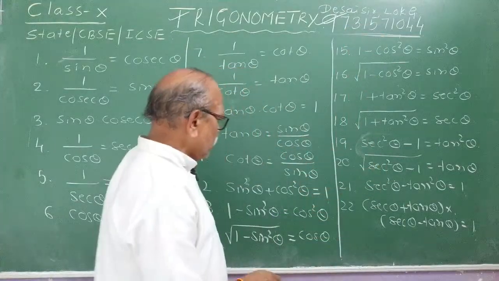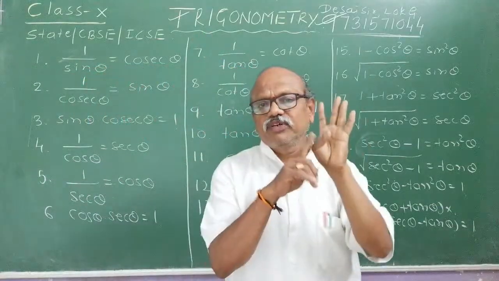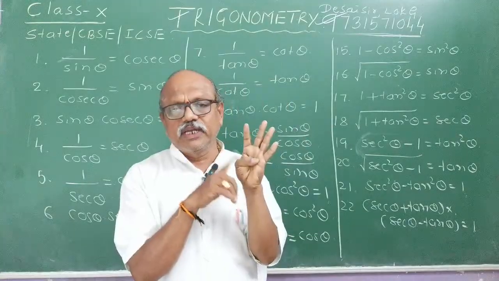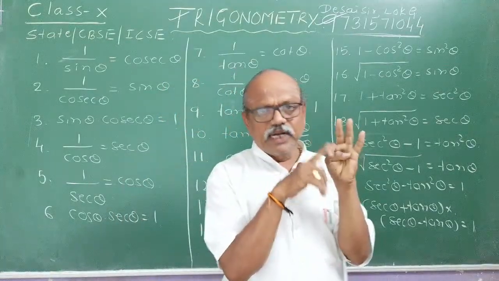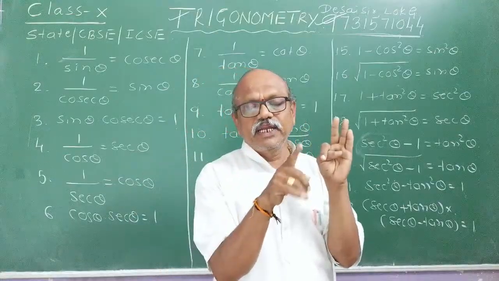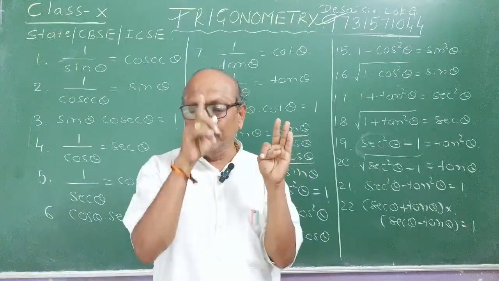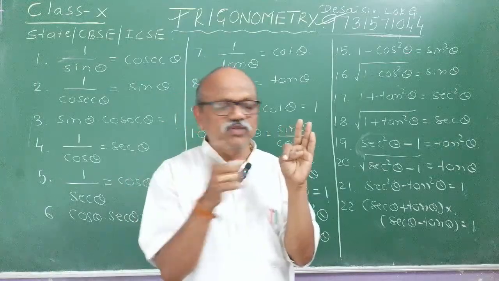So let us come to the work today. Already we completed in the chapter the first topic, the trigonometric ratios, and the second topic, the standard angles: 0 degree, 30 degree, 45 degree, 60 degree, 90 degree. That table you have to make perfect to solve problems on standard angles.